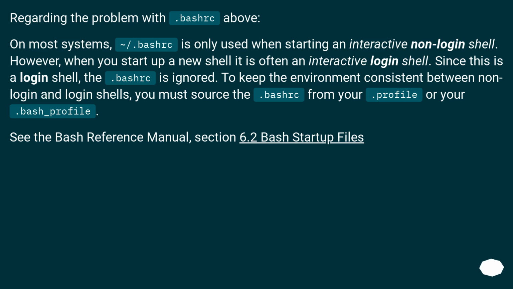Regarding the problem with .bashrc above. On most systems, .bashrc is only used when starting an interactive non-login shell. However, when you start up a new shell, it is often an interactive login shell. Since this is a login shell, the .bashrc is ignored. To keep the environment consistent between non-login and login shells, you must source the .bashrc from your .profile or your .bash_profile. See the Bash Reference Manual, Section 6.2 Bash Startup Files.